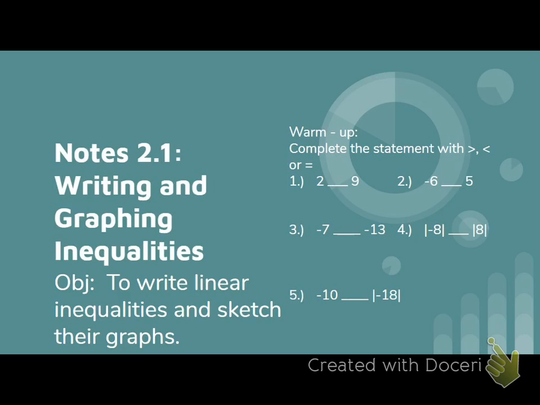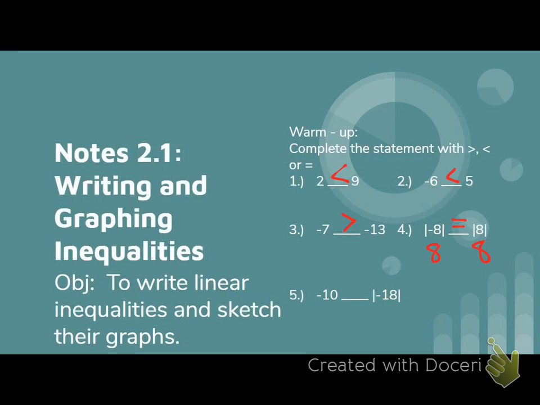Very good. Greater than, less than, or equal to. So for number 1, 2 is less than 9. Negative 6 is less than 5. Negative 7 is greater than negative 13. On number 4, what do those bars mean? Absolute value. What is the absolute value of negative 8? And what is the absolute value of 8? So these are equal to each other.